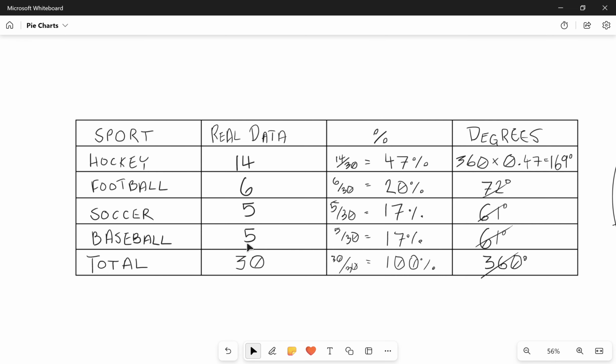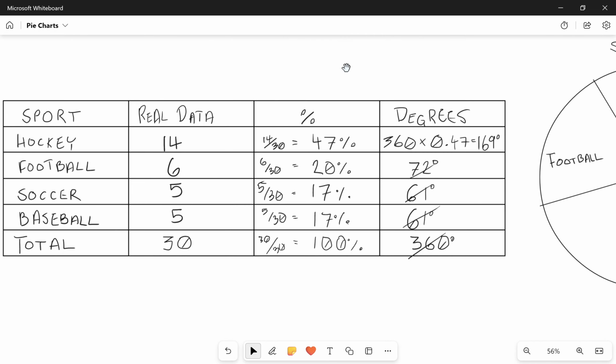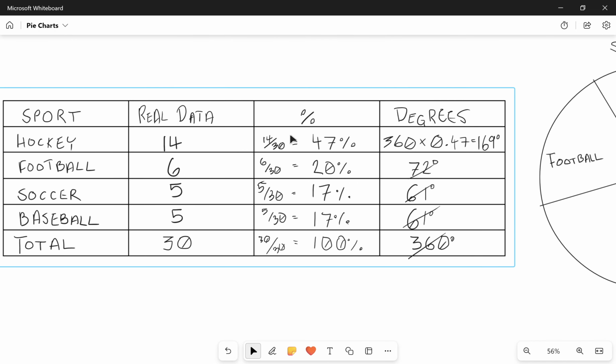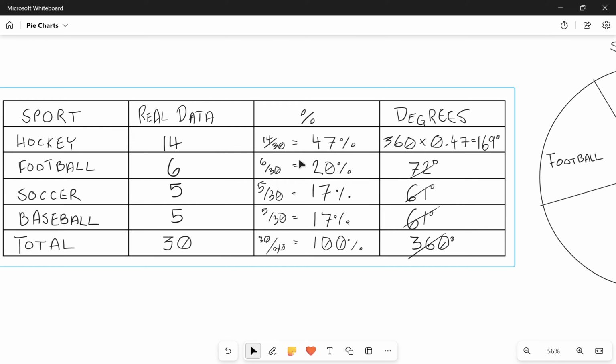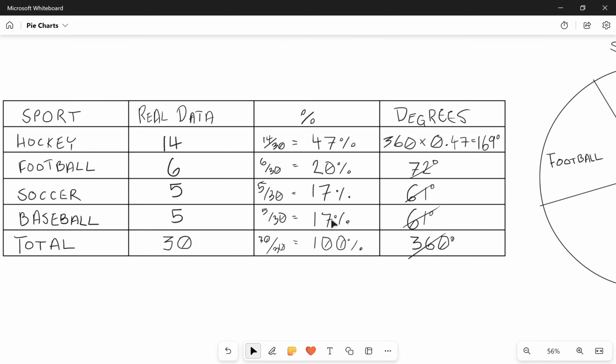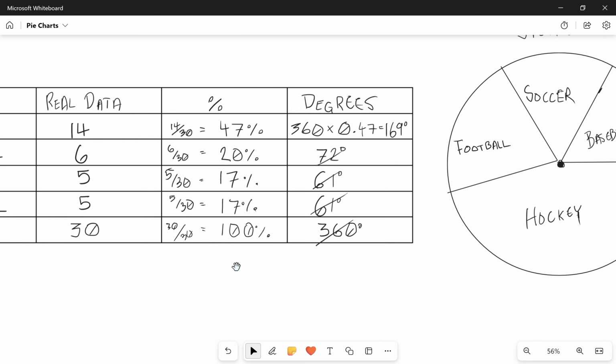We turned that data into percentages. So 14 out of 30 students liked hockey. What percentage was that? We did 14 divided by 30 times 100. Numerator divided by denominator times 100 gave us the percentage, 47%. We did that for all of our data, which gave us the percent, the proportion of the whole, and we used that to find our degrees.